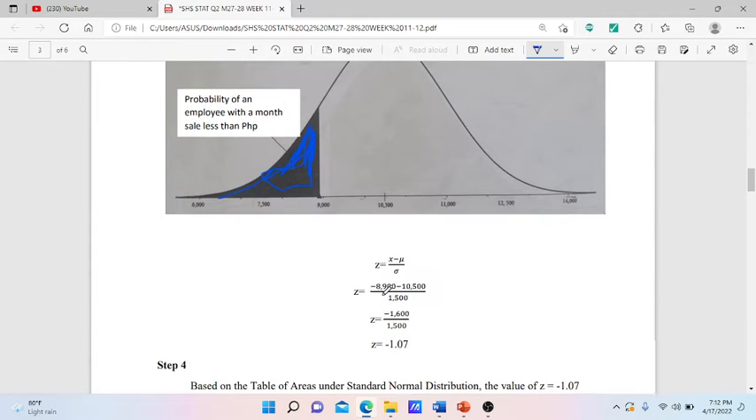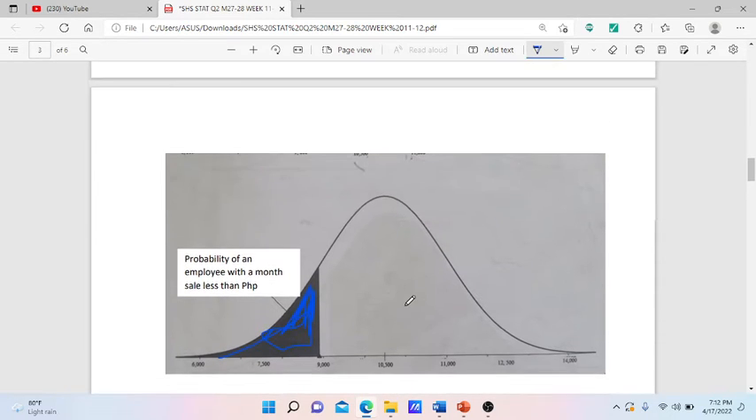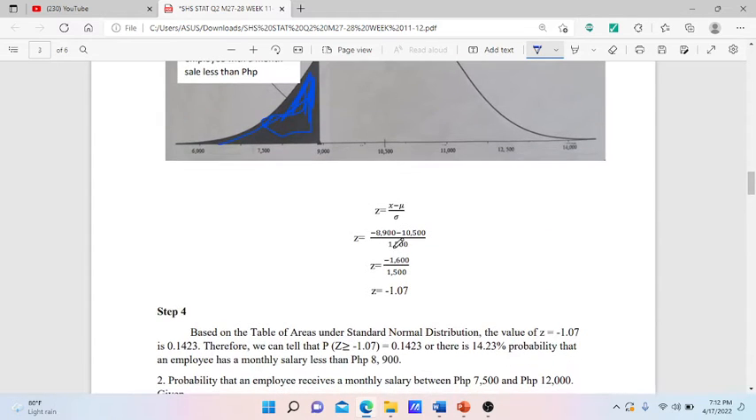So, by using the formula, z equals x minus the mean over the standard deviation. Z equals, students, 8,900, the given, less than 8,900. So, less than, so it is negative. Negative, 8,900 minus our mean, that's 10,500, divided by 1,500, that is the standard deviation.